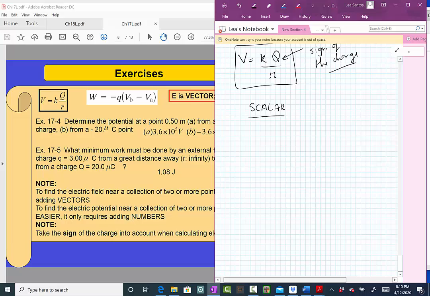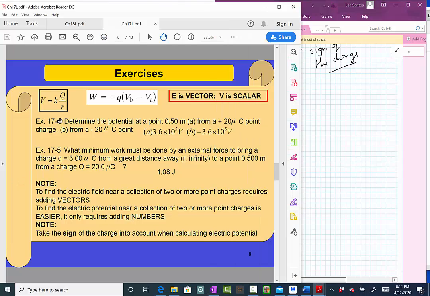The fact that this potential is a scalar makes life much easier. Now we don't need to think about vectors, we don't need to think about directions. So we just add and subtract numbers. Solving problems with potential is much easier than solving problems with electric field or force. Okay, so let's see this first problem here.